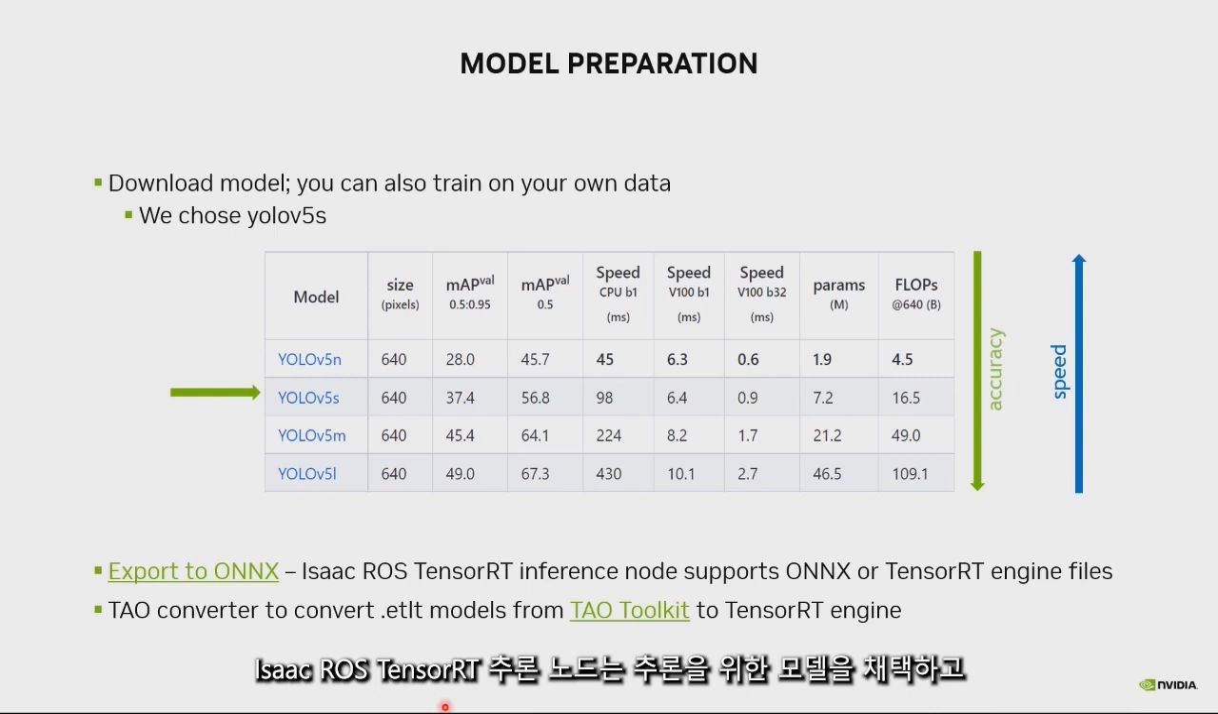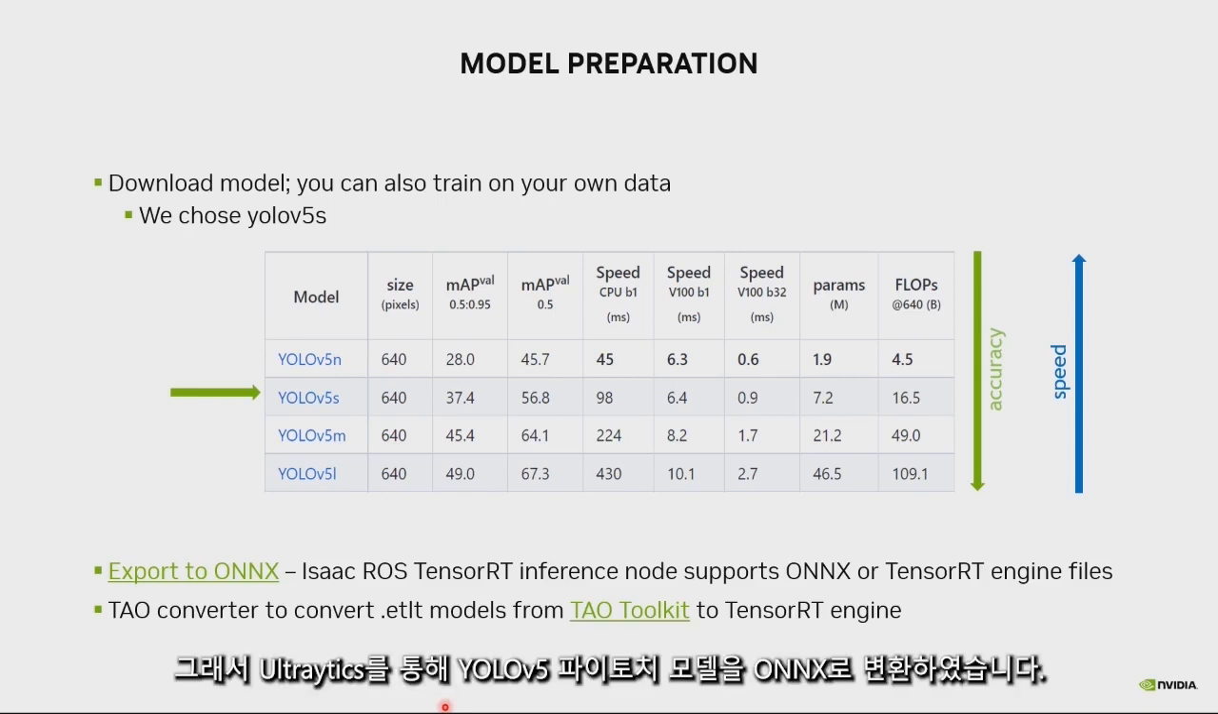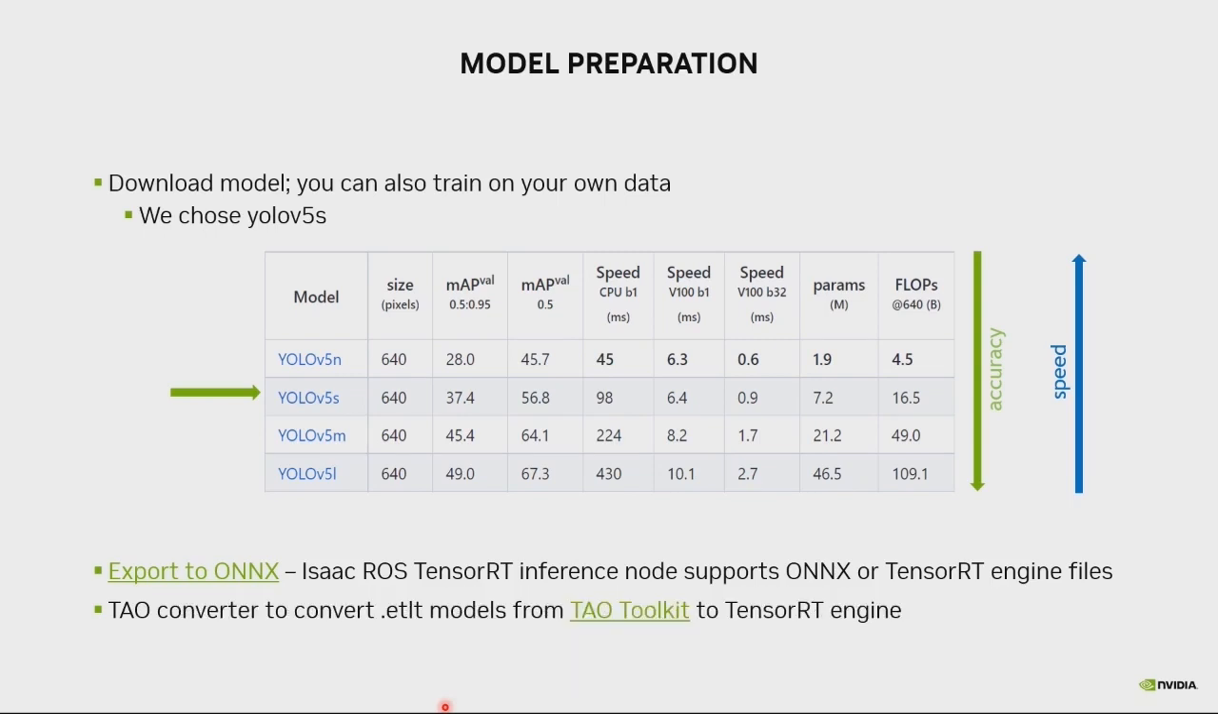The Isaac ROS TensorRT inference node takes in a model for performing inference and currently only supports ONNX and TensorRT engine files. Ultralytics provides an option to export their PyTorch model to a number of forms, including ONNX, so I just used that to convert the YOLO v5 PyTorch model to ONNX. For those of you who don't know, ONNX is a common file format to represent machine learning models and to use them with a variety of frameworks and compilers.